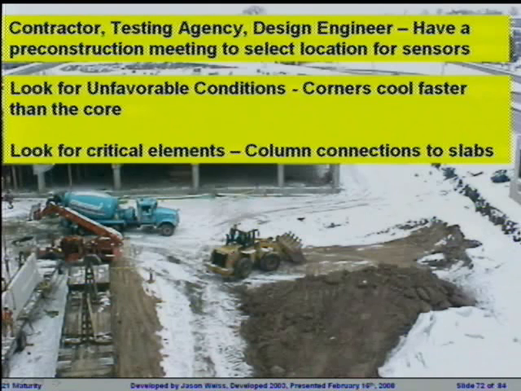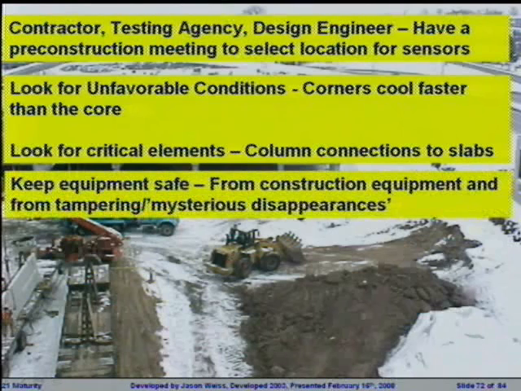Corners cool faster than the core part of the concrete, so you want to make sure your maturity sensors are out toward the corners. Look for critical elements, especially if you're using this to get rid of formwork: column connections, connections to slabs, critical materials, critical spots.